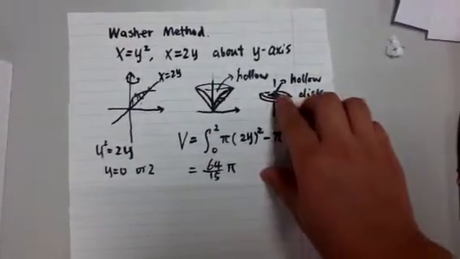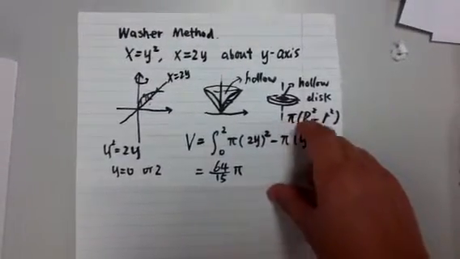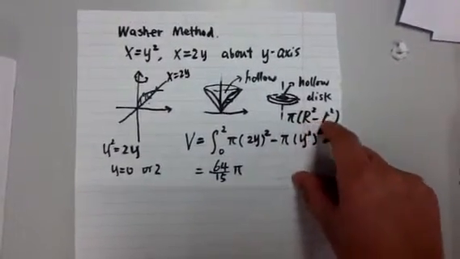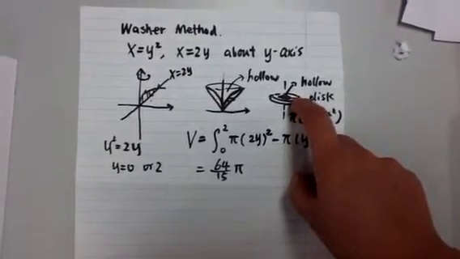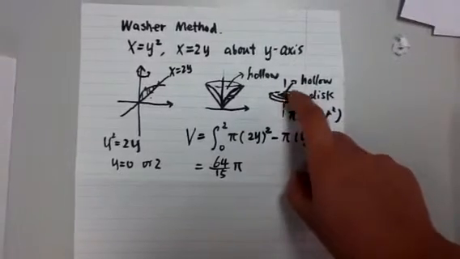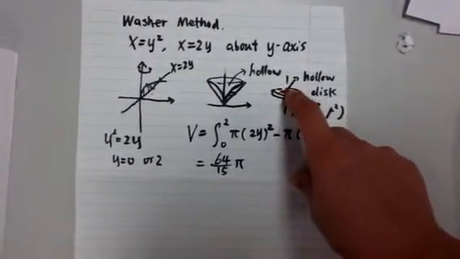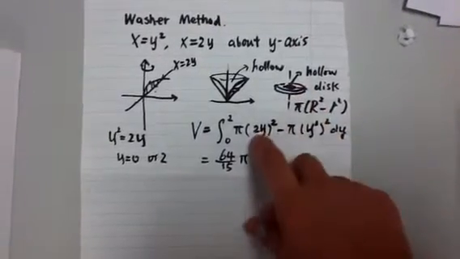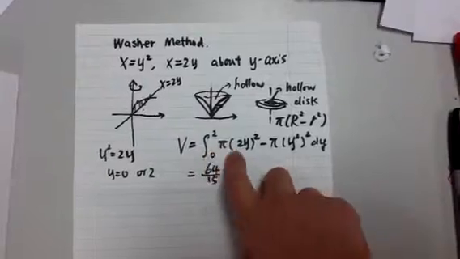So in order to get the area of a hollow disk, I have to use pi R squared minus small r squared. This big R is the outside radius of this disk, and the small r is the inside radius of the circle. Okay, so again I use the volume formula.